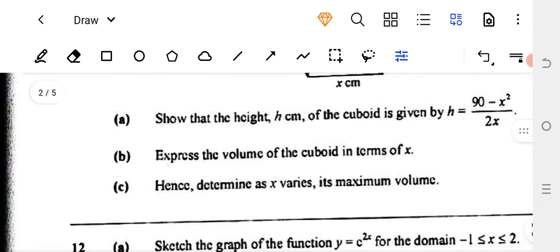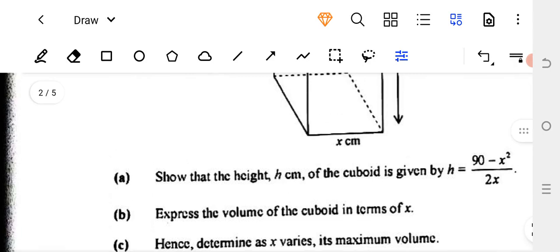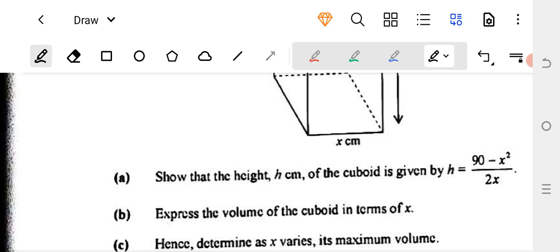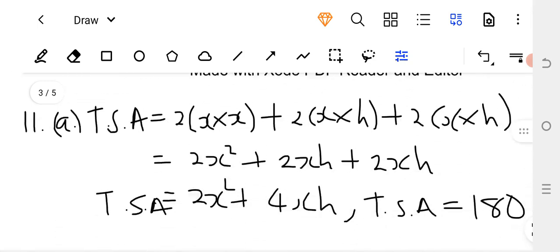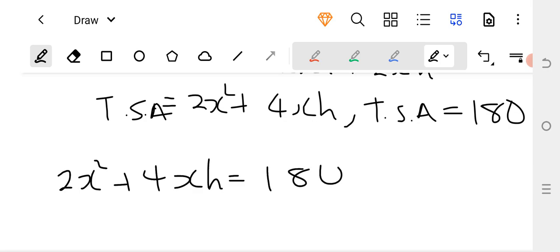In the expression for h, we just want you to express h in terms of x. There is no h on the other side of this particular equation. I'm talking about this one here. So because we can't see h on the other side, we make h the subject. First of all, let's do this. We're going to say 2x squared plus 4xh is equal to 180.